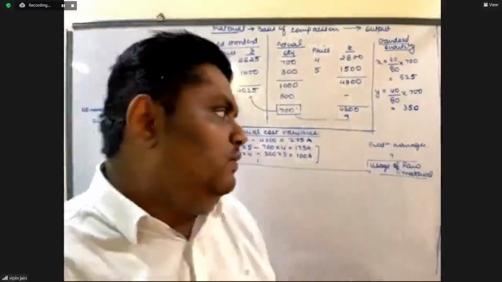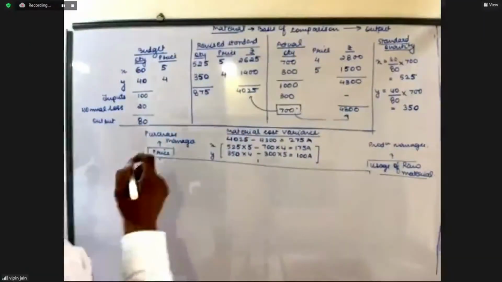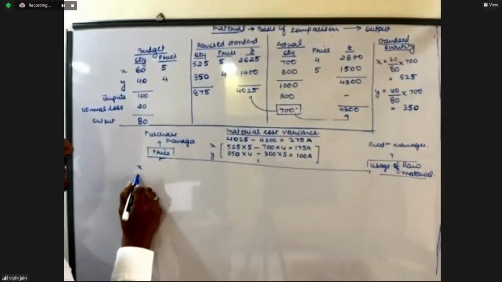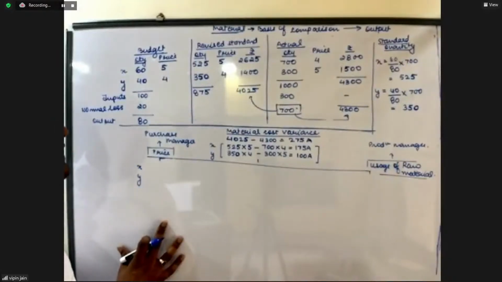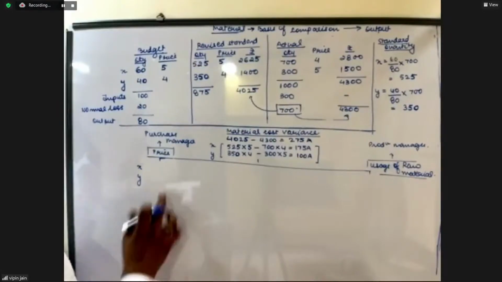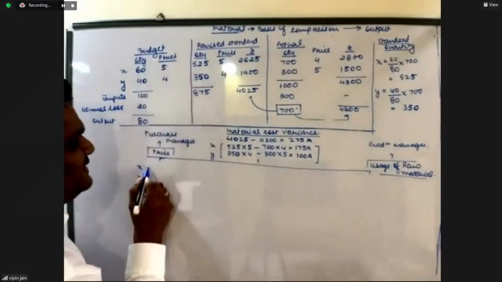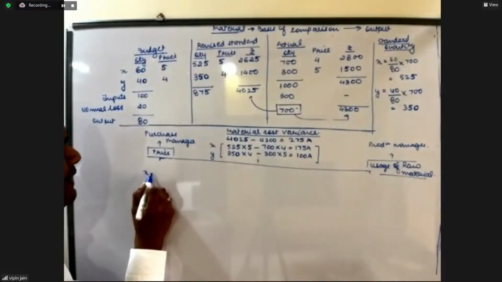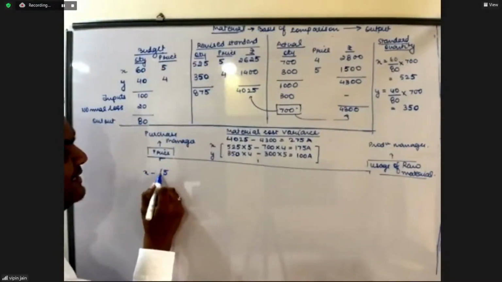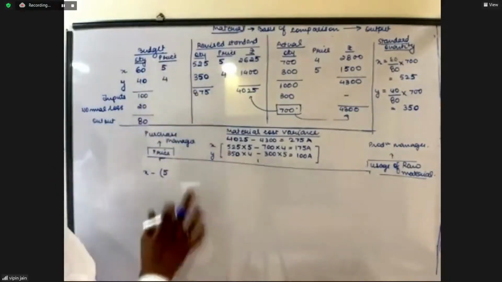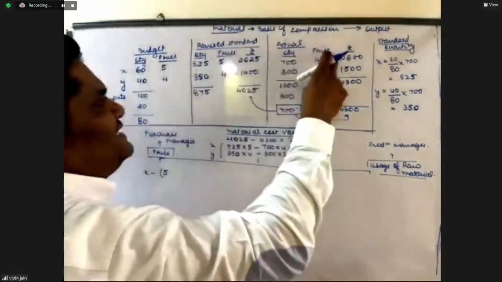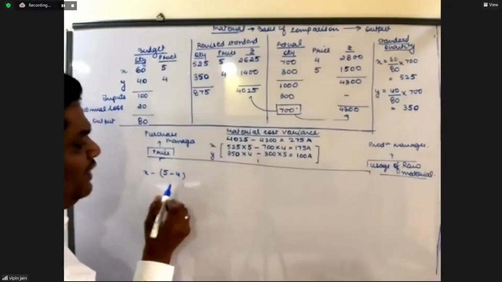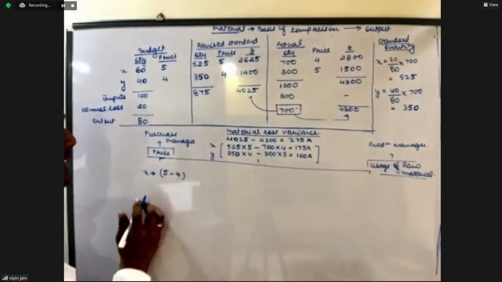Now the purchase manager will say, sir, let me check and let me justify. As per the target set by the company, I was supposed to purchase X at the rate ₹5. But actually, I purchased X at the rate ₹4.